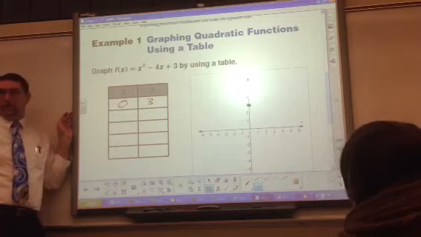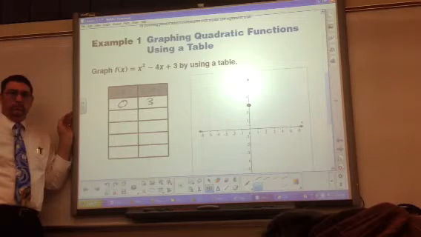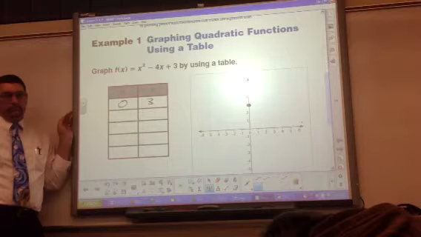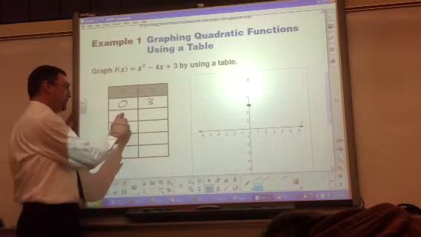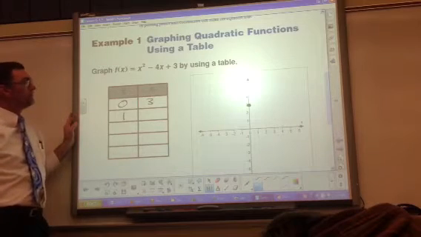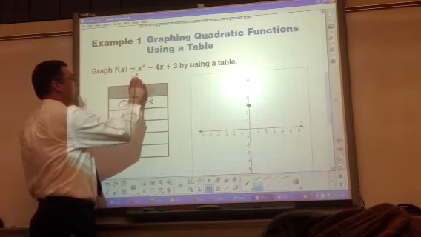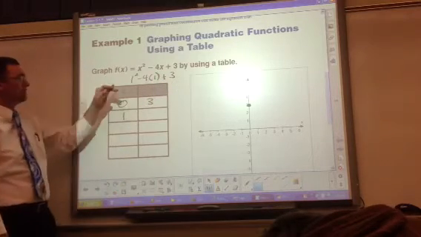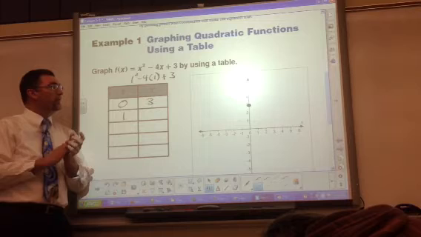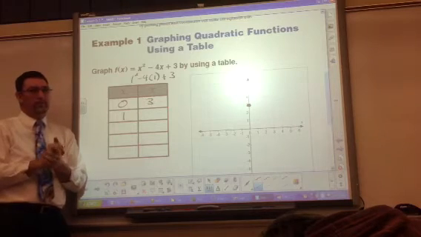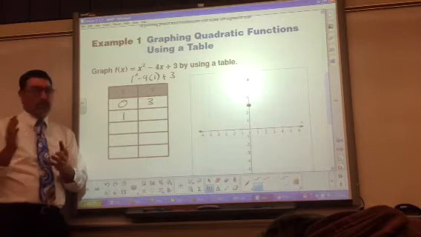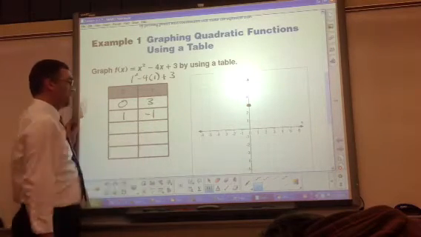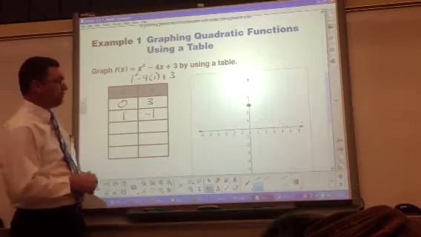Alright, so where should we go from there then? What would be a good next number to use? 1. 1 would be a good next number to use, okay? So we'll put 1 in. So I've got 1 squared minus 4 times 1 plus 3. Let's see, what's 1 squared? Okay, and then multiply 4 times 1, I get 4. Negative 4 then. And negative 4 plus 3 is negative 1. So at 1 we have negative 1.